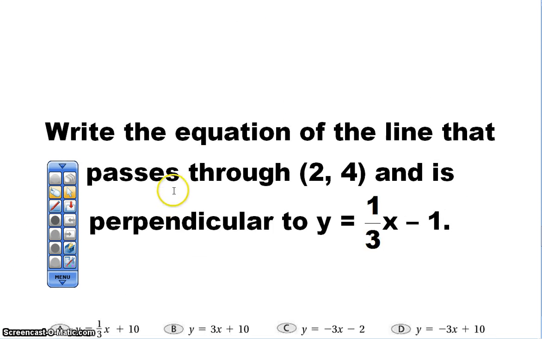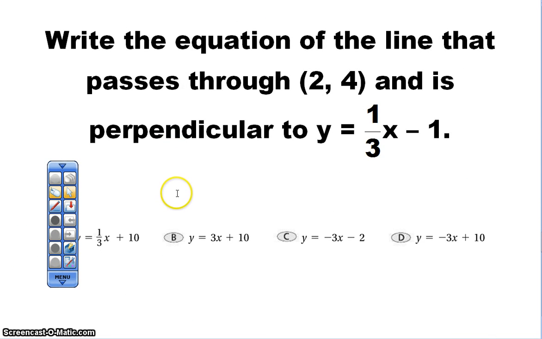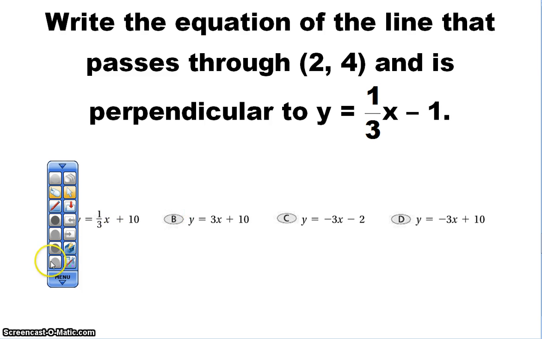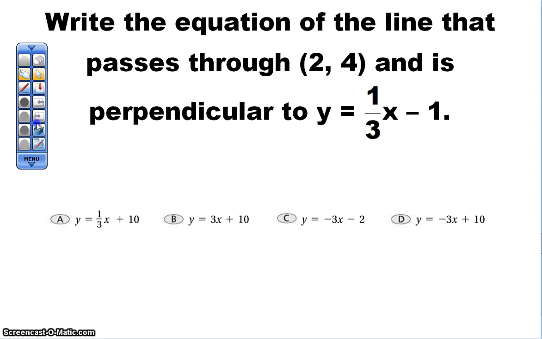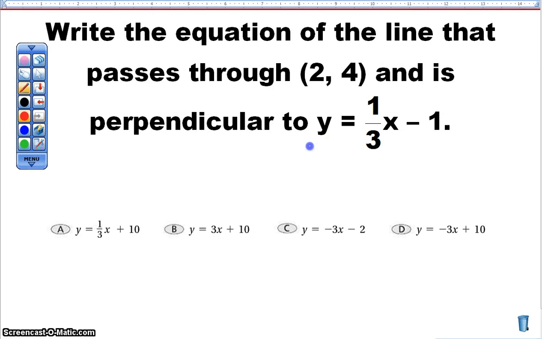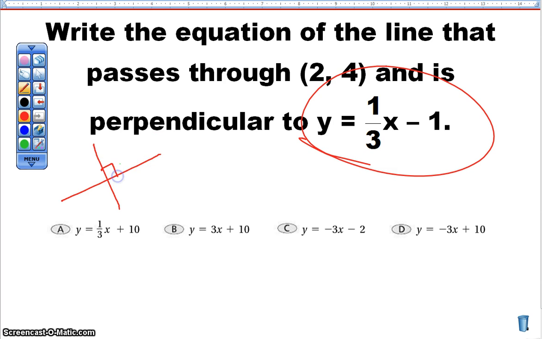Next on our note sheet, it says, write the equation of a line that passes through 2, 4 and is perpendicular to y equals 1/3 x minus 1. All right, here we go. The line that is here is my line. That's Mrs. Defoe's line. Your line and my line are perpendicular. So you got to think about what that means for the slopes. They're not the same. You got to flip it and change the sign.